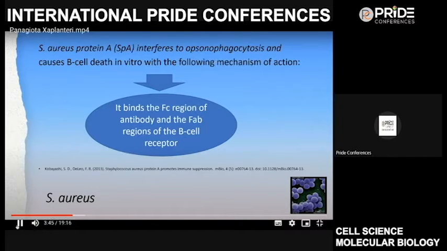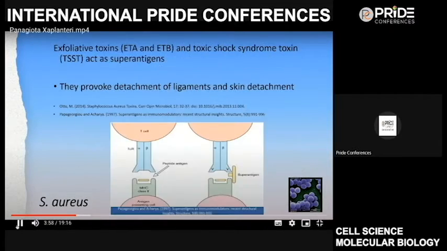Staphylococcus aureus protein A interferes with opsonophagocytosis and induces B cell death with the following mechanism of action. It binds the Fc region of antibody and the Fab regions of the B cell receptor. Exfoliative toxins and toxic shock syndrome toxin act as superantigens. They provoke detachment of ligaments and skin detachment.